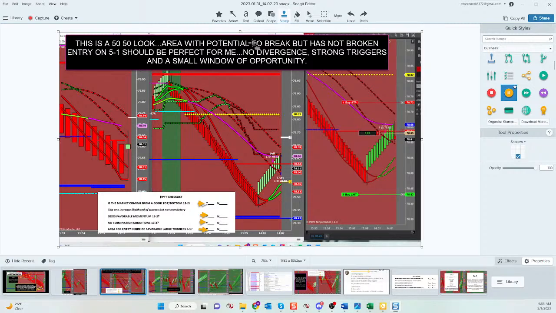And this 50-50 look, my perfect entry on a 5-1 means that I have no divergence on that pullback, no negative number prints. It means that my trigger lines are strong. Nice distance between the two. See how it mirrors one to the other? And it means that my window of opportunity is tiny. It's concise. There's less options for this market to go and fluctuate on an area that hasn't broken.